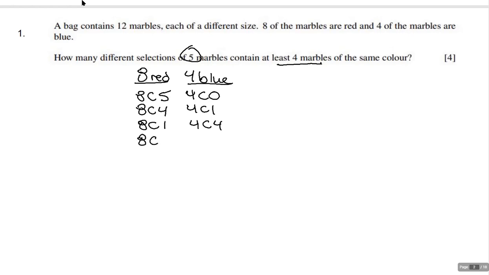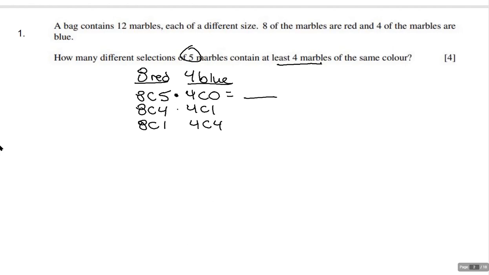Now, can I do 8, choose 0, and 4, choose 5? No. Why not? Because there's only 4 blue marbles. Exactly. So this isn't even an option. So these are the only scenarios that are going to make anybody happy. And keep in mind, the criteria is that I have 5 marbles, but at least 4 of them are the same color. So both of these things have to happen in order to make that true. So I've got to multiply those together.